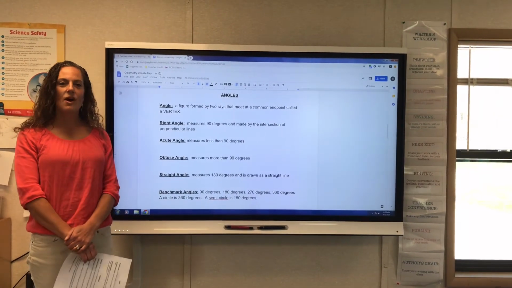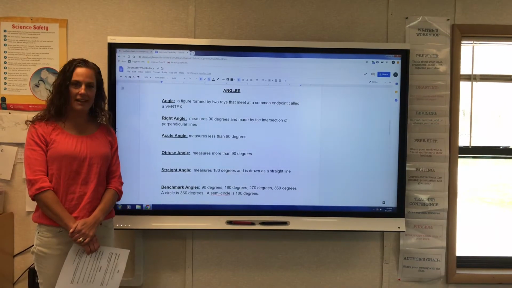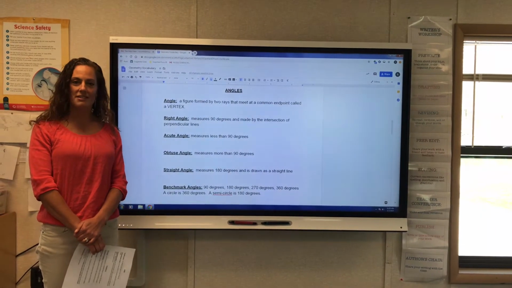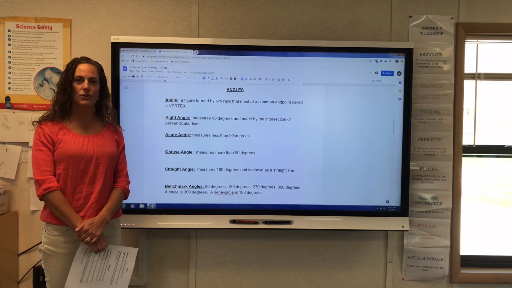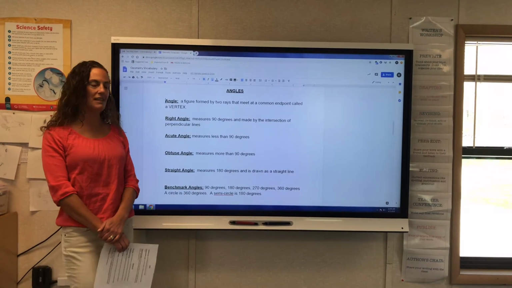Hi boys and girls, welcome to part 2 of geometry vocabulary. We have some more words to discuss and I'm going to show you some illustrations to give you a better understanding of what those words mean.